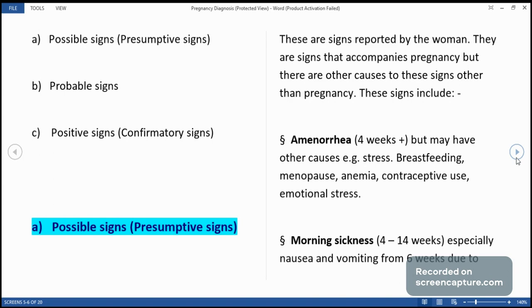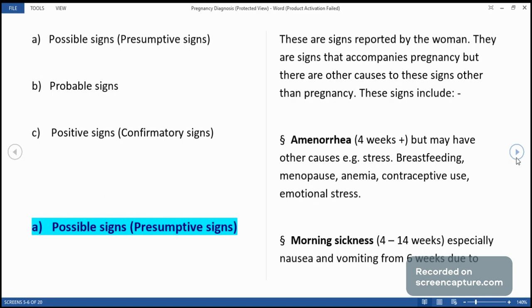So mothers do come to your outpatient facility. Some have already had some symptoms. So these are the signs reported by the women when they come. They are signs that accompany pregnancy, but there are other causes of these signs other than pregnancy. So, for example, amenorrhea, that is a missed period.